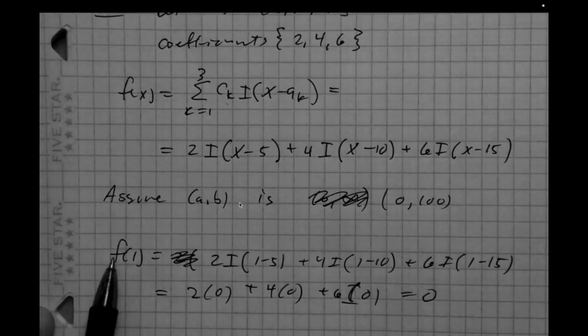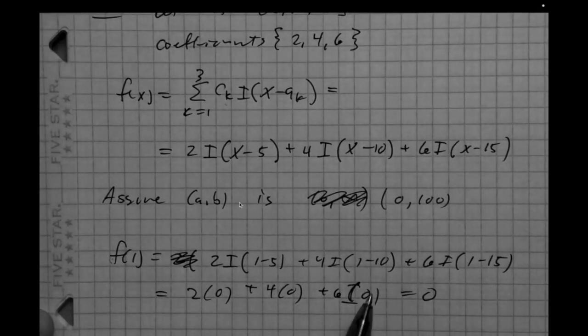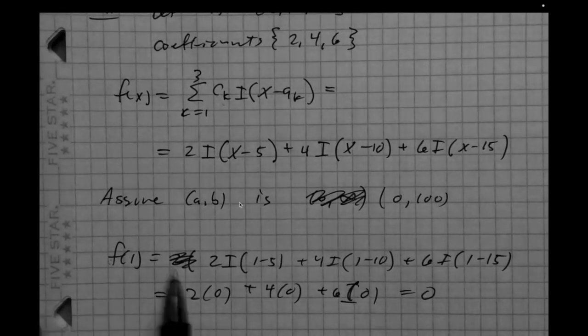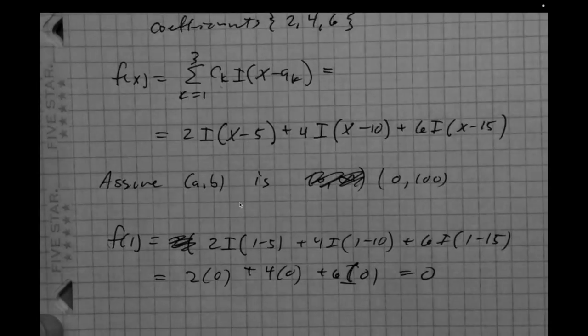And so if you plugged in 2, you would get the same thing. If you plugged in 3, you get the same thing. 4, same thing. Any real number in between, any decimal number, 3.762, would give you 0 as well. But what happens when we plug in 5?